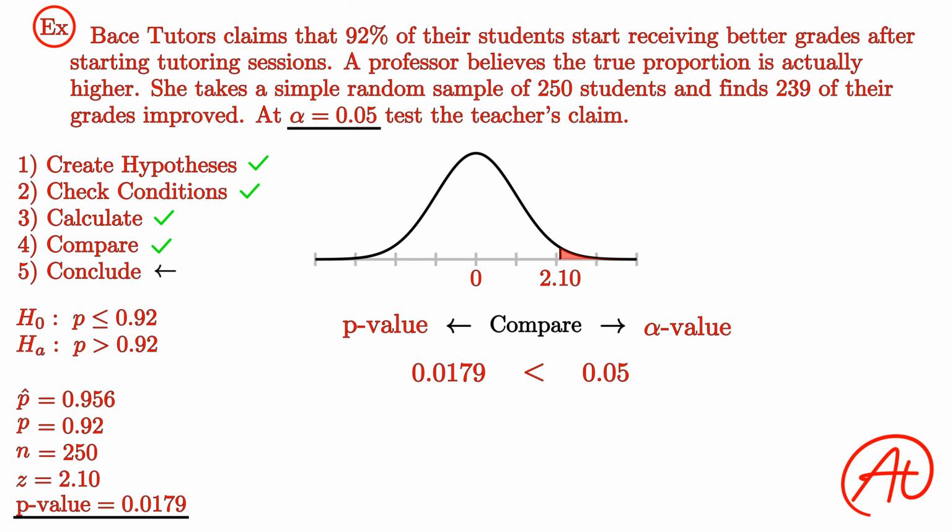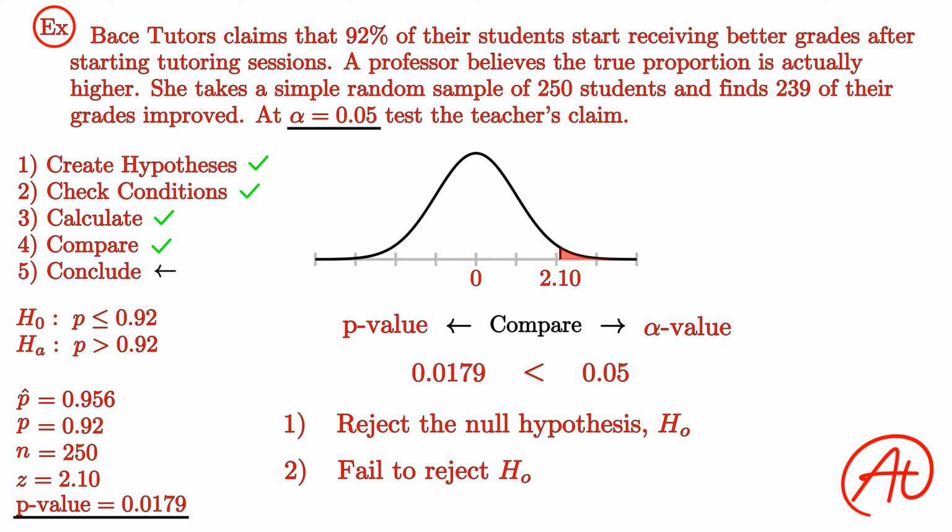If you remember from our last video, there are only two conclusions you can make for hypothesis testing problems. You can either reject the null hypothesis in favor of the alternative hypothesis, or you can fail to reject the null hypothesis. But when do you make each conclusion? To remember this, I like to keep in mind the saying, if p is low, reject H0. What this means is that if our p-value is low, aka lower than our alpha value, we should reject H0, the null hypothesis. If the p-value is greater than the alpha value, we would fail to reject the null hypothesis.